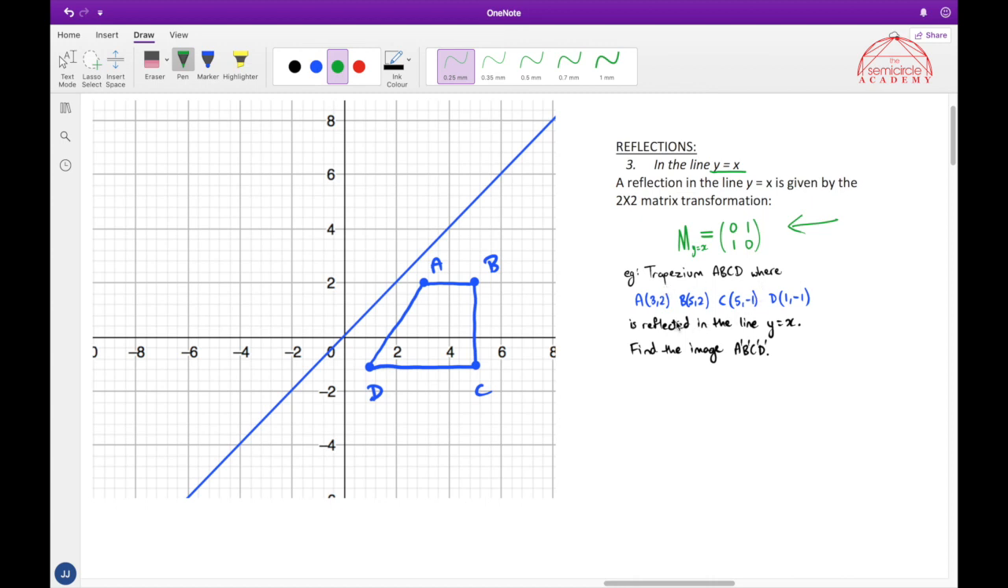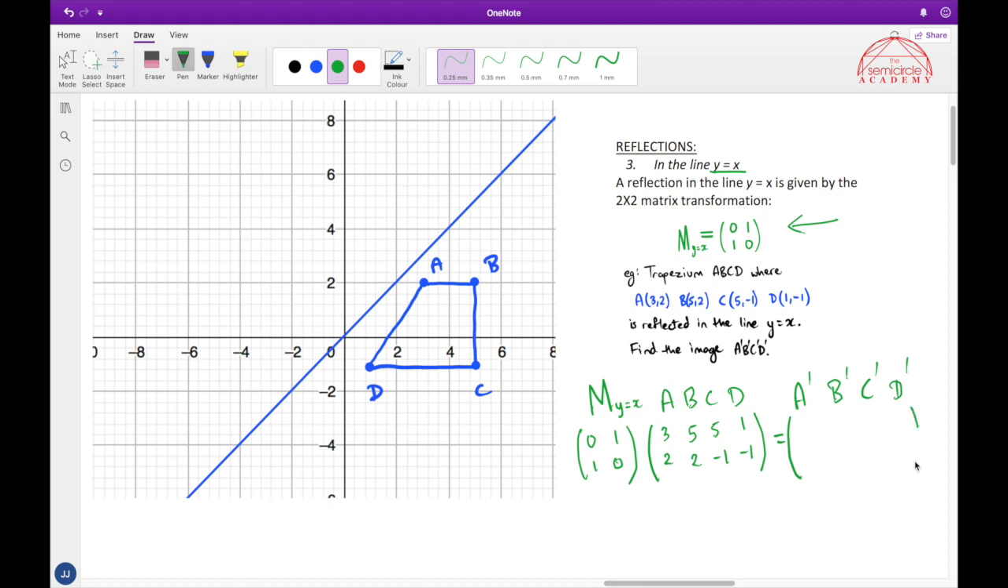So if we were to have the object being the trapezium ABCD, and it's reflected in the line y is equal to x, we have the transformation, the m of y is equal to x, and we're going to put that first, and that is 0, 1, 1, 0. And then afterwards, we are going to put our object A, B, C, D. A is 3, 2. B is 5, 2. C is 5, negative 1. And D is 1, negative 1. When we do this multiplication, we should get A prime, B prime, C prime, D prime. So pause the video and see if you could do this multiplication, and hopefully you could get the image.